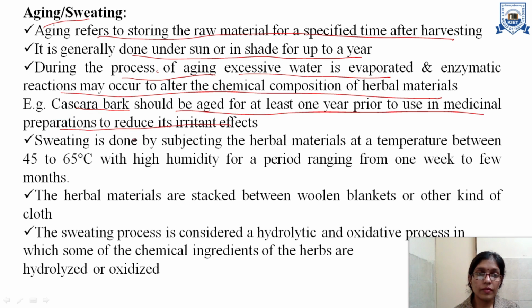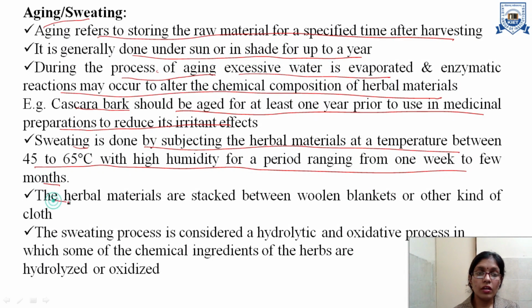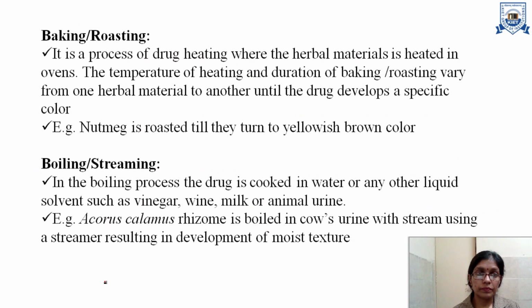For example, cascara bark should be aged for at least 1 year prior to use in medicinal preparations to reduce its irritant effects. Then sweating is done by subjecting the herbal materials to a temperature between 45 to 65 degrees centigrade with high humidity for a period ranging from 1 week to a few months. The herbal materials are stacked between woolen blankets or other kind of cloth. The sweating process is considered a hydrolytic and oxidative process in which some of the chemical ingredients of the herbs are hydrolyzed or oxidized.